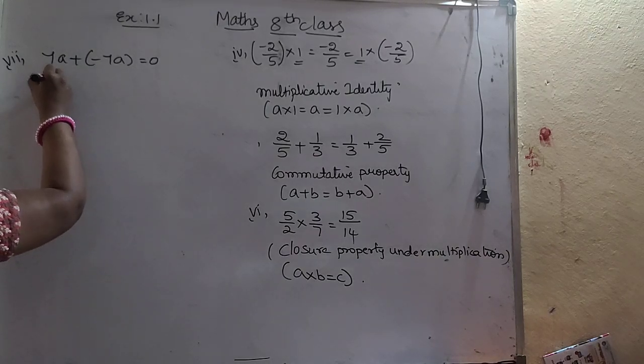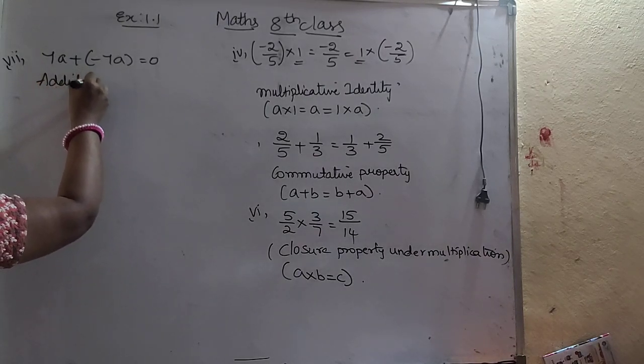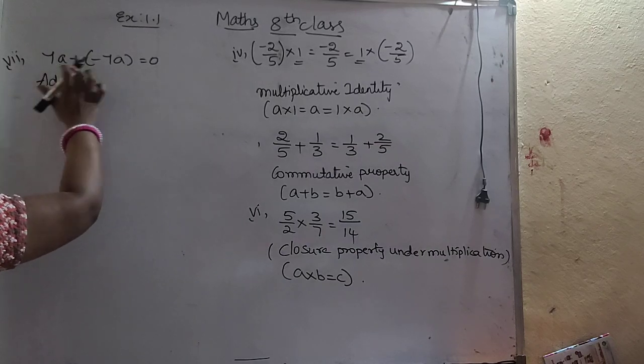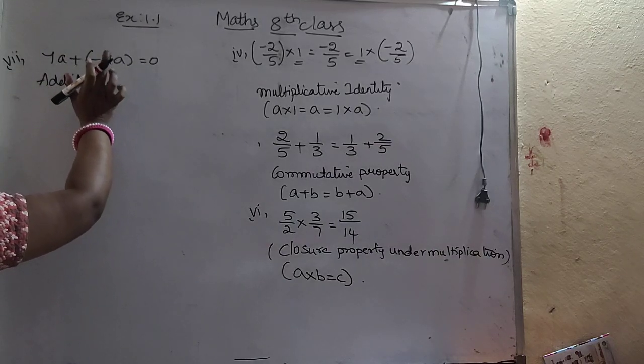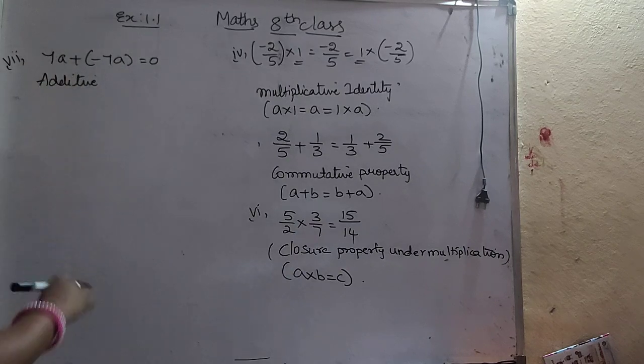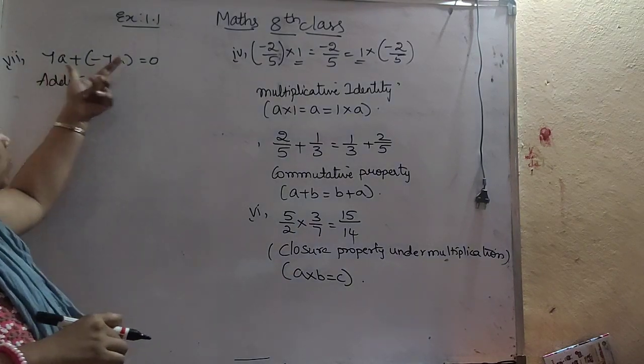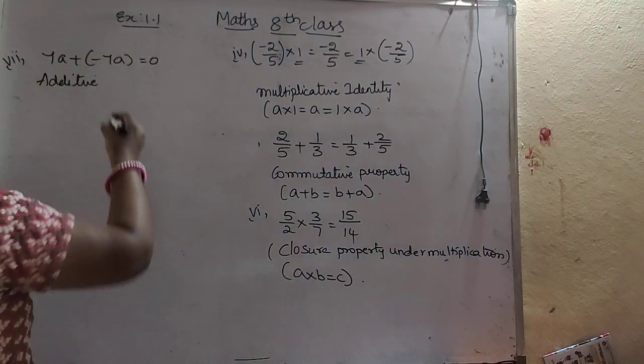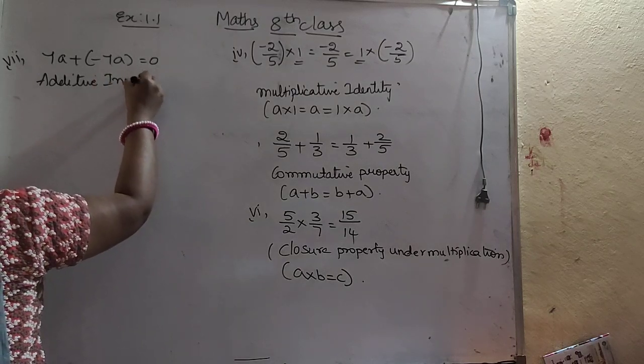In the form of additive inverse. Here the additive inverse of 7a is minus 7a. The additive inverse of minus 7a is 7a. So if you are adding these two values, the result will always be 0. So this is additive inverse.